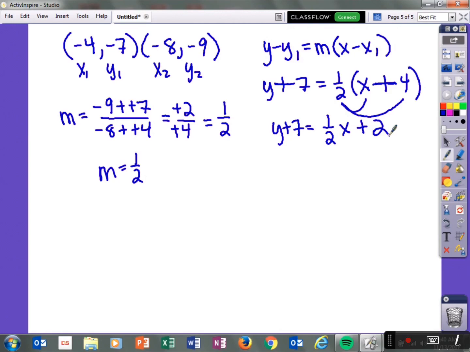Is it in slope-intercept form yet? No, we still need to subtract the 7. Can I subtract it from the 1/2 x? No. But can I subtract it from the 2? Yes, negative 5. So y is by itself finally: y equals 1/2 x, 2 minus 7 would be negative 5, making it minus 5. What's your slope? 1/2. What's your y-intercept? Negative 5.